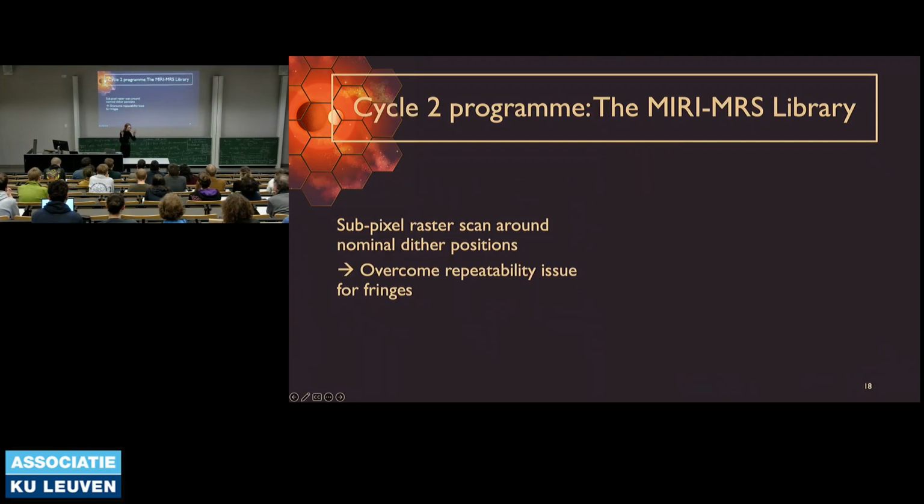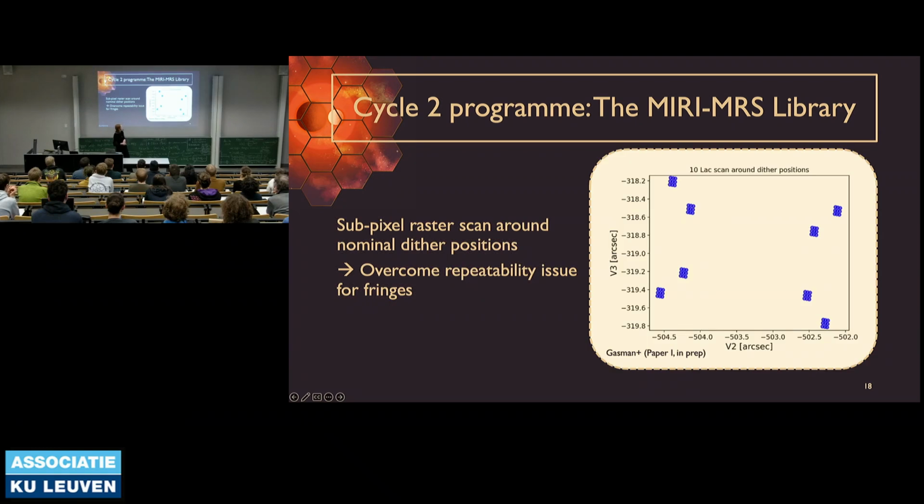And for them, there might not be a good reference available. So to fix this problem, we proposed for cycle 2 a sub-pixel raster of a star that's relatively well known to overcome these repeatability issues. These are the different dither positions, which is what a point source will always be landing on with target acquisition. And then we do a sub-pixel raster so that even if you're slightly offset from this dither position, we can still have a good reference.